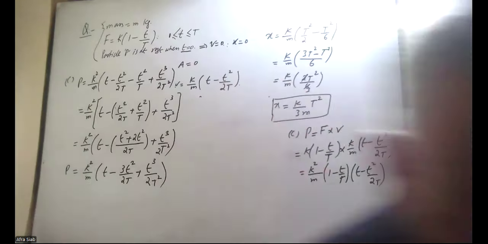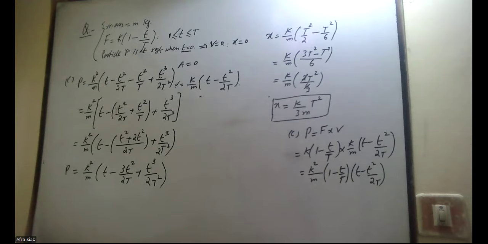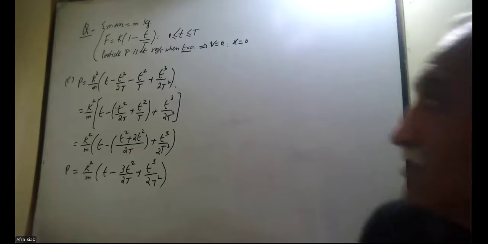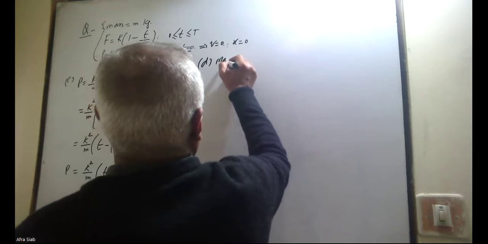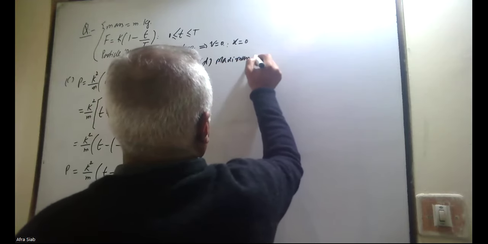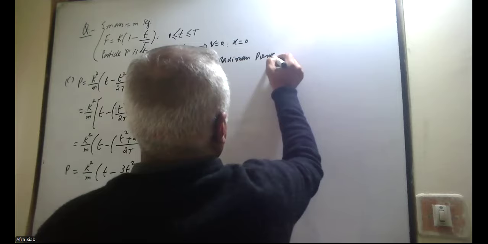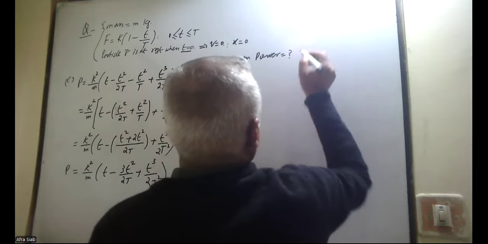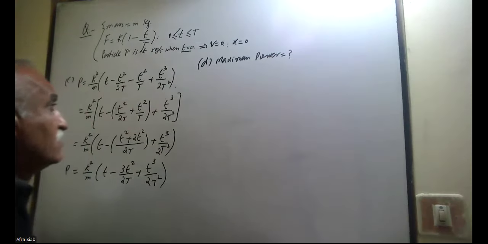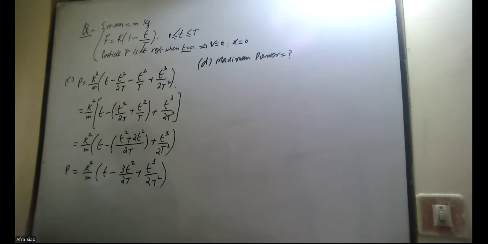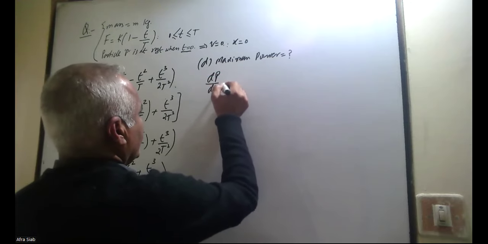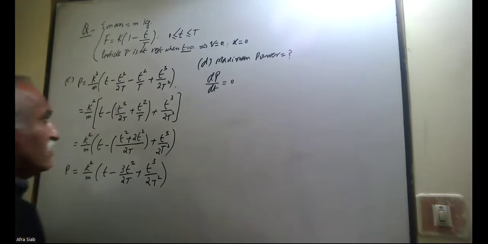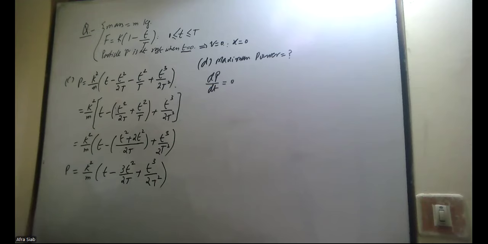Now, the last part, part D, find the maximum power at the time t here. So you know that for the maximum power, we put dp by dt is equal to 0. And we get the value of t from this equation.